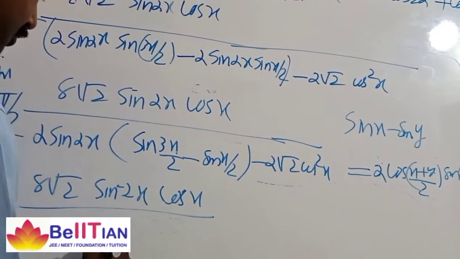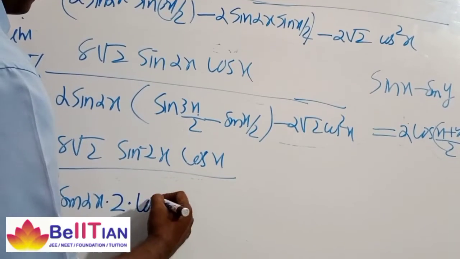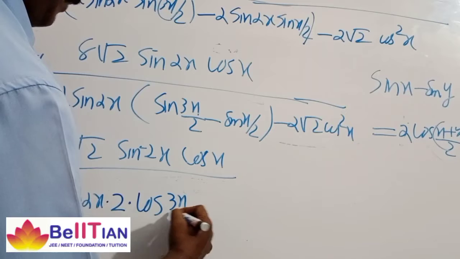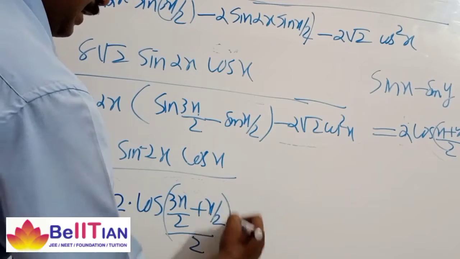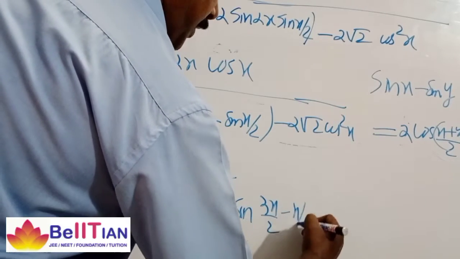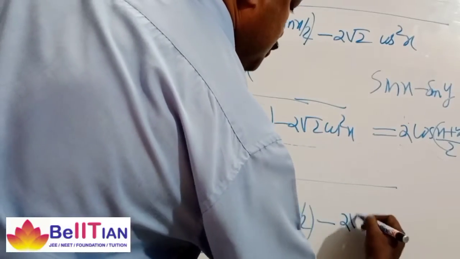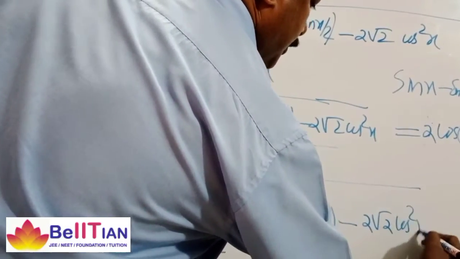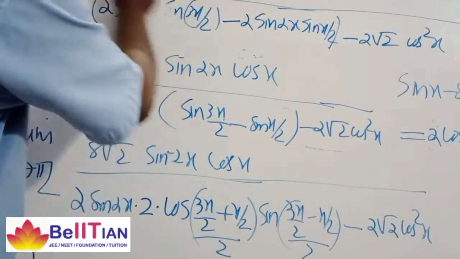2 times cosine of (3x by 2 plus x by 2) divided by 2 and sine of (3x by 2 minus x by 2) divided by 2, then minus 2 root 2 times cos square x. This again needs further reduction.